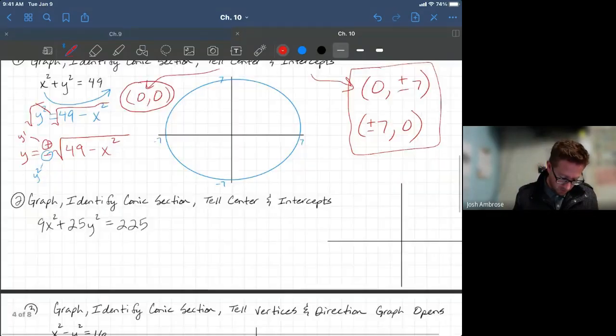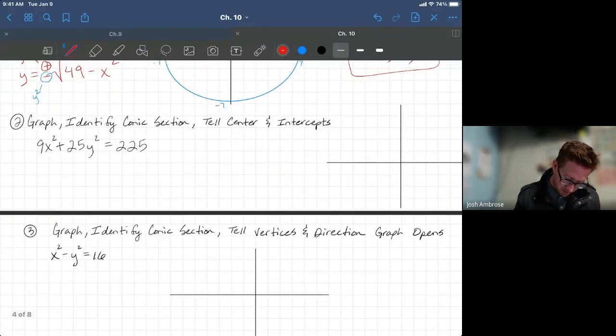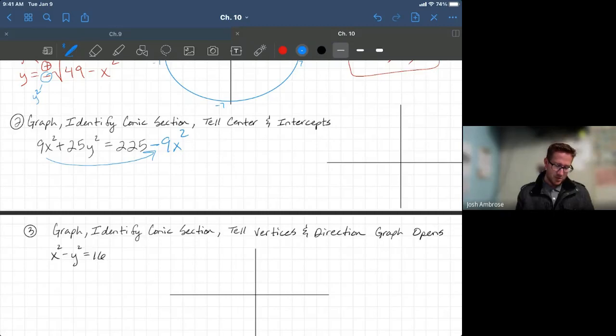All right, let's just do one more of these just to make sure you guys are grasping the concept. So again, get everything away from the y value. So that means we move the 9x squared over. It's going to be a negative 9x squared. Then we're going to have to divide everything by 25.